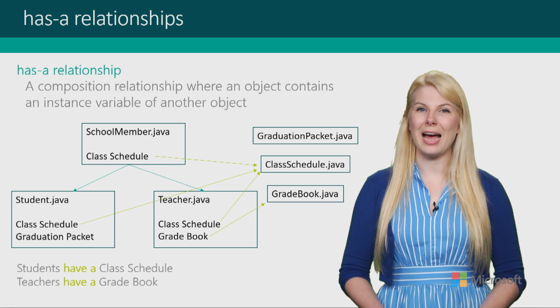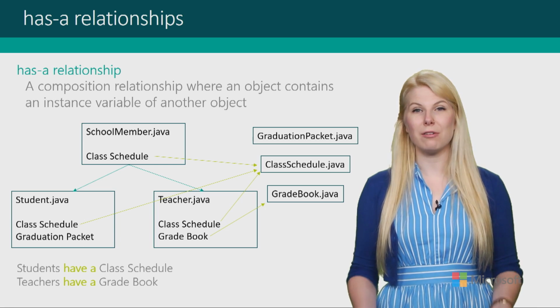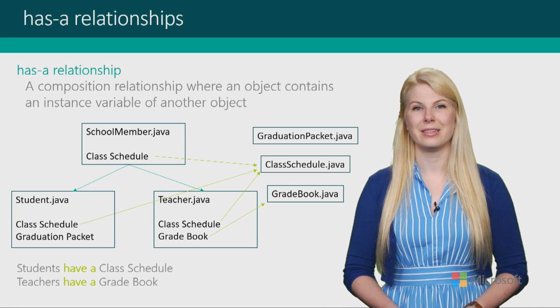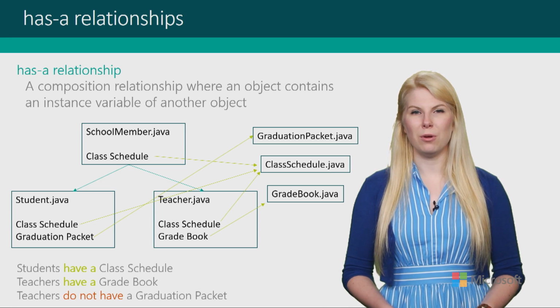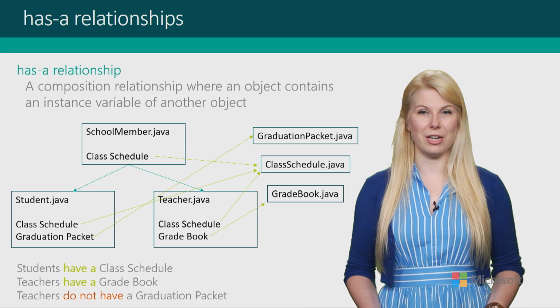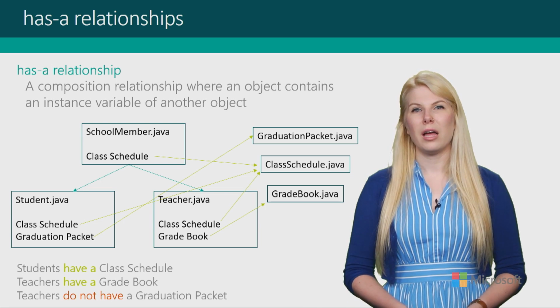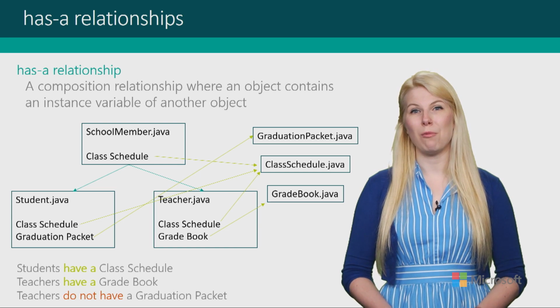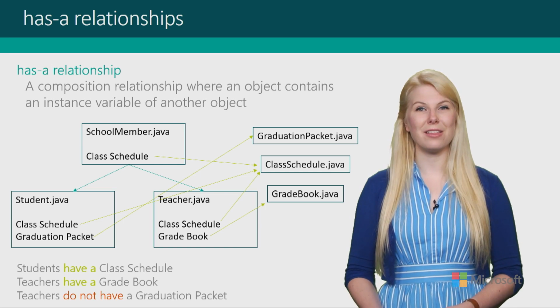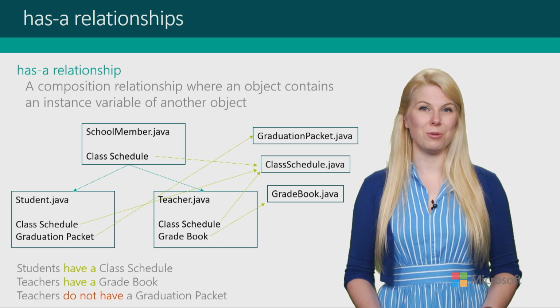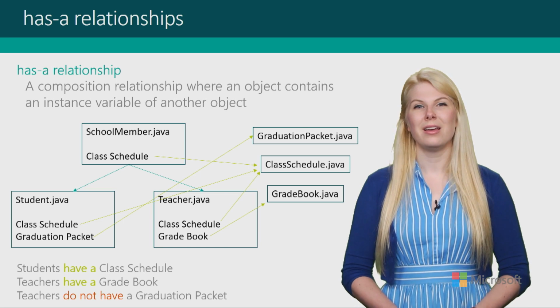Again, a teacher has a gradebook. It uses the gradebook object inside of it. So teachers have a gradebook. But for example, teachers do not have a graduation project. Only students do. So a has-a relationship is when one type of object uses another type of object in its internal code in order to accomplish its goals.